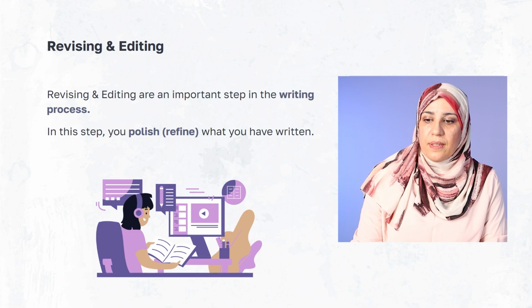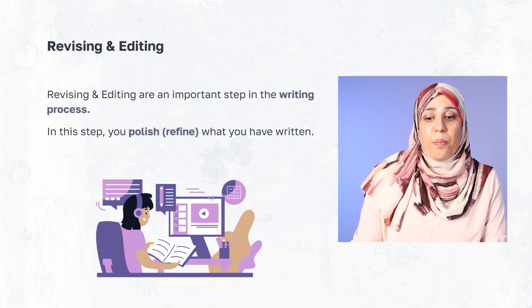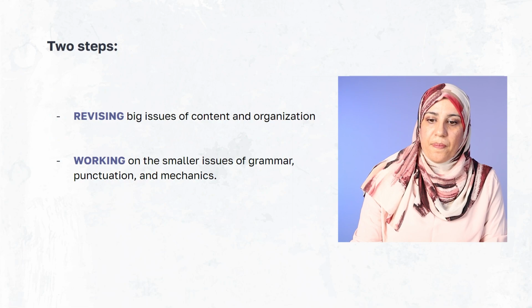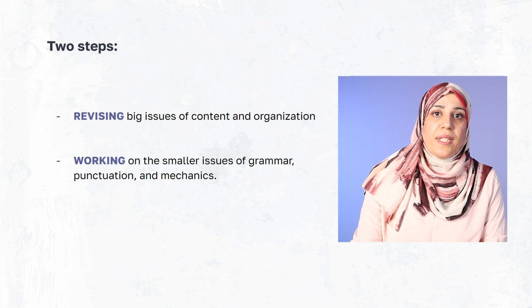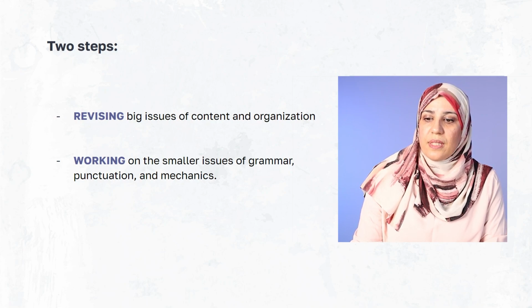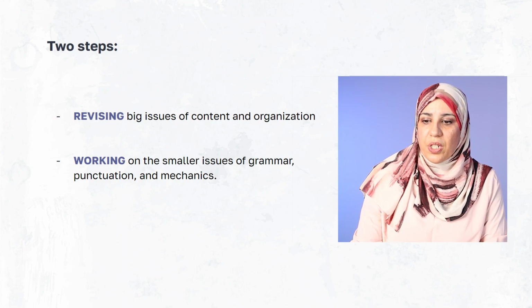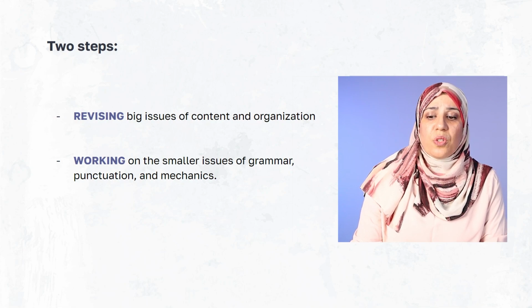As we have already mentioned, revising and editing are an important step in the writing process. In this step, you polish what you have written. Polishing your writing means making it look better, cleaner, or brighter. While revising and editing your writing, you follow two steps. The first step is revising big issues of content and organization. So here you read again what you have written and check if you need to add more information, change some words or sentences, etc. The second step is working on the smaller issues of grammar, punctuation, and mechanics.